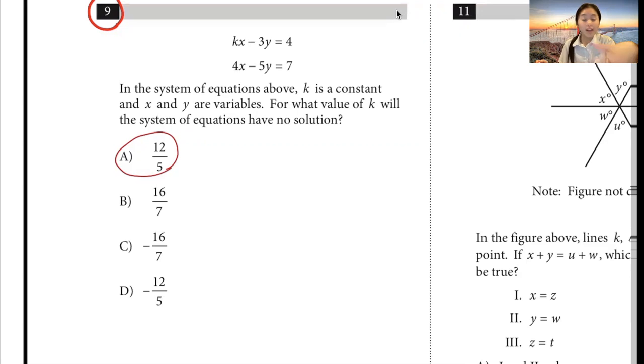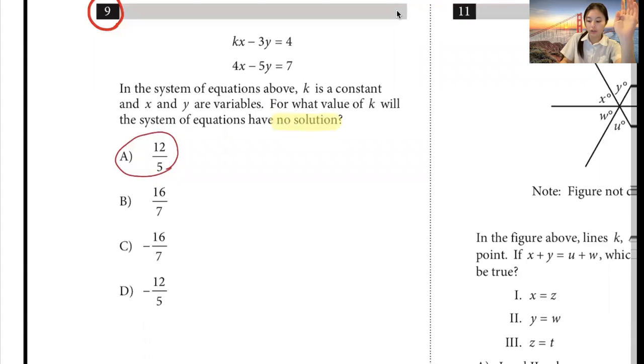If it has infinitely many solutions, there are going to be two identical equations. And if there are no solutions, however, the slope is going to be the same, but the y-intercept is going to be different. And in this question, it's asking us for the no solution.